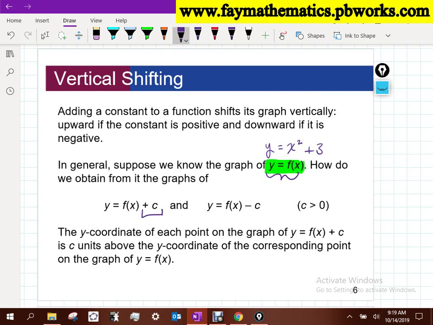So whenever we're adding some constant to the entire function, and it has to be to the entire function, it can't be just to the x before I square it. It has to be to the entire thing. So it'll be just an attachment of plus 3 or minus 3 or whatever. If it's plus, you're going to move it up. If it's minus, obviously you're going to subtract from your y values, and it's going to slide things down.